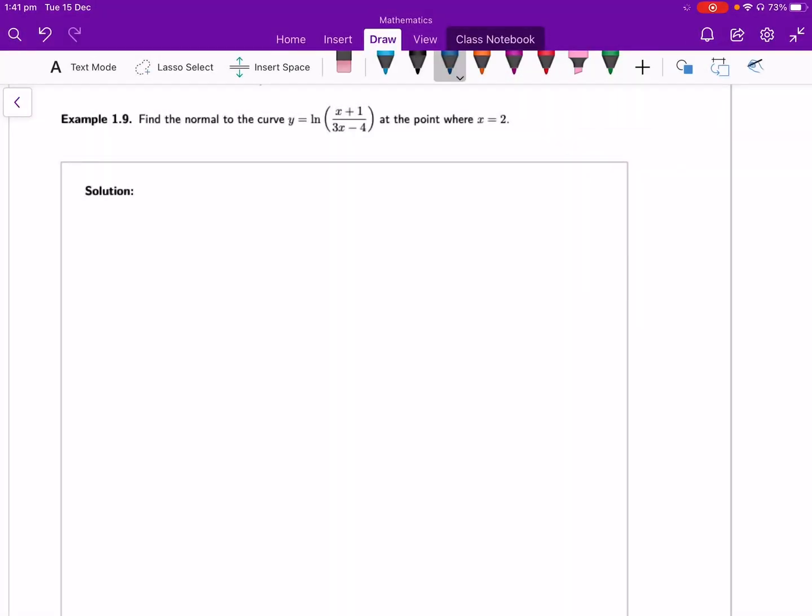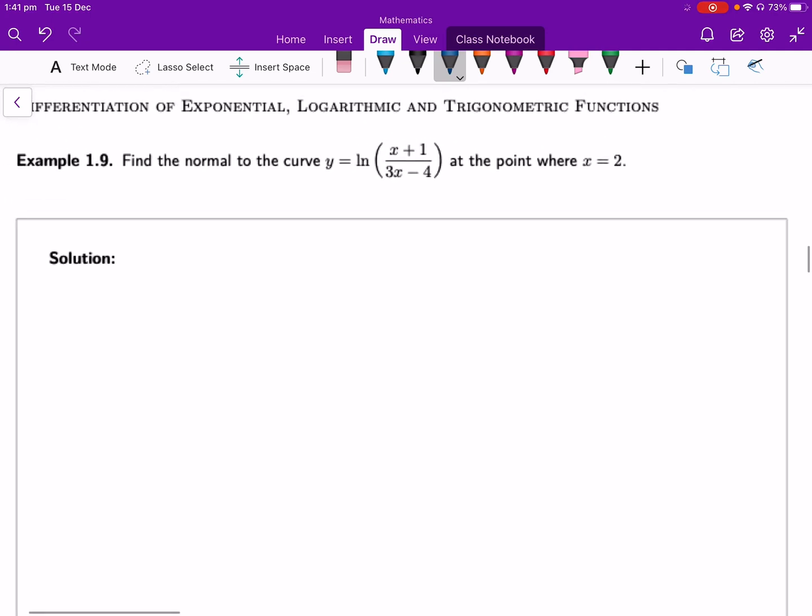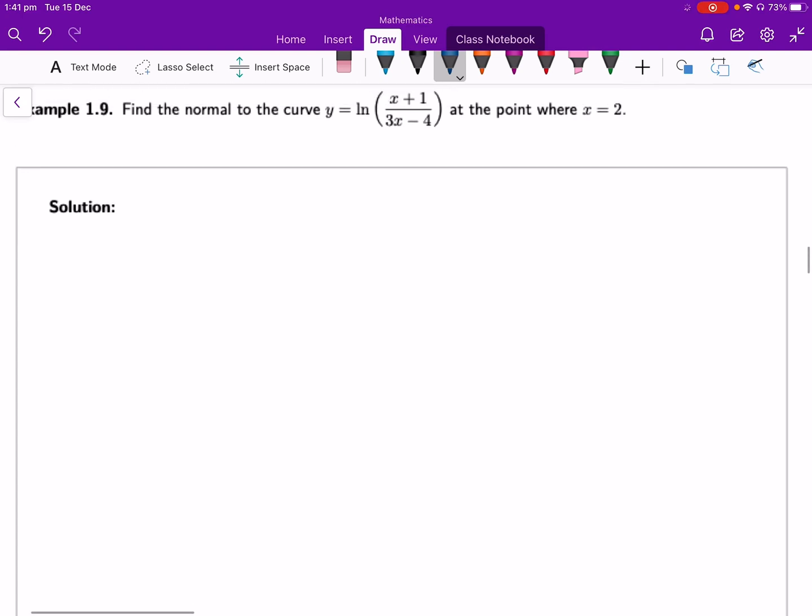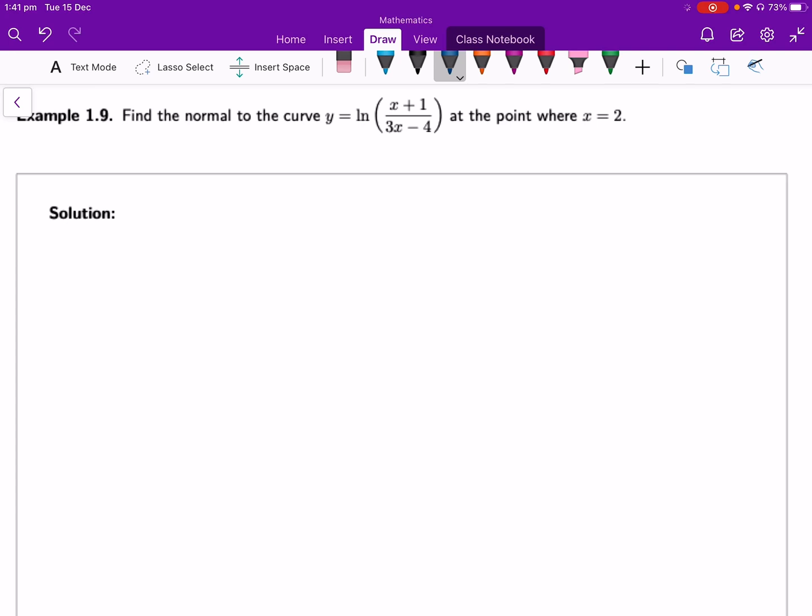Okay, so we're going to look at example 1.9, find the normal to the curve y equals ln of the fraction (x plus 1) over (3x minus 1) at the point where x equals 2. We're going to go about this the same way we normally do, so we'll derive the function. So y is equal to, now here, what I can actually do is rewrite this fraction using log laws of subtraction.